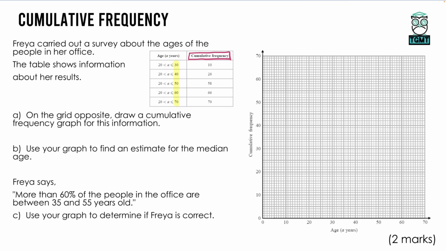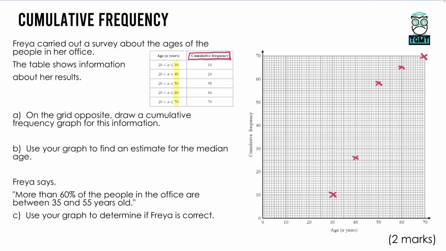We just need to actually draw the curve. So I'm going to plot from 30 up to a cumulative frequency of 10, and that is just here. I then go up in tens, so 40, 50, 60, 70, plotting on those numbers. So 26 is the next one, just here. 50 goes up to 58, and that is just there. Then we have 66, which is just here. And our final 70 goes up to 70, which is right at the top of the graph there.